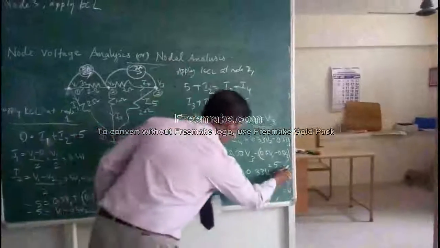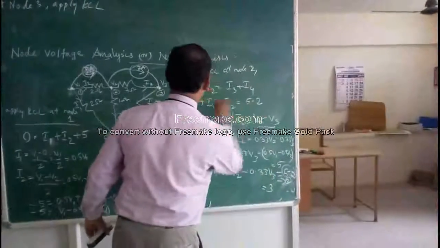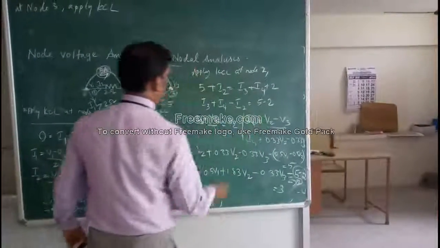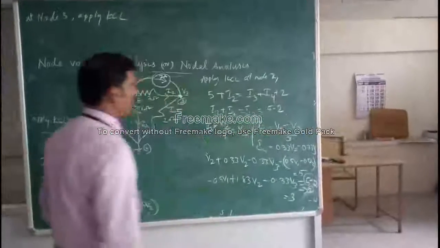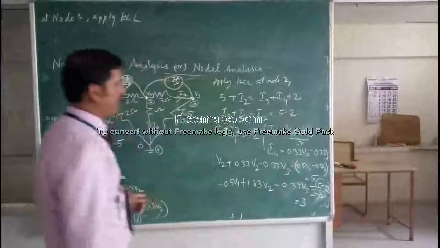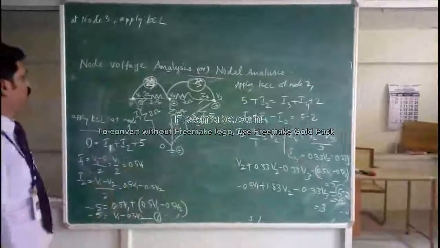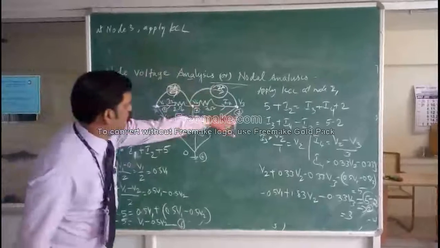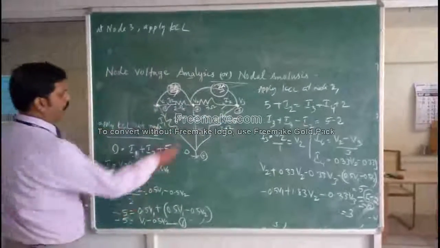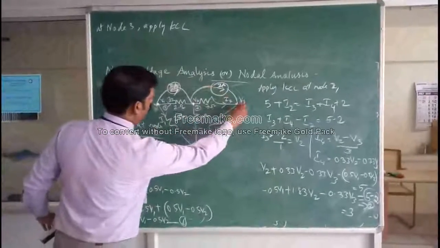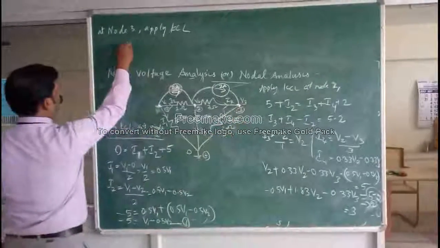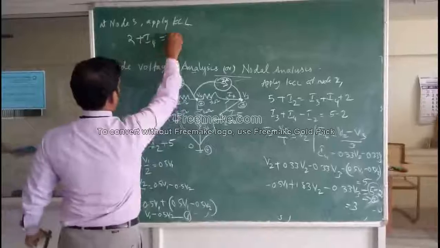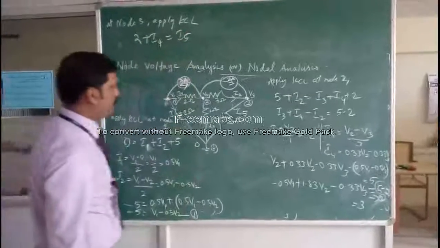Okay, you have to note this one. So 5 minus 2, and once you take this side, it is minus 2. So it comes to 3. Now at node 3, the incoming currents are I4 and 2, and the outgoing current is I5. So 2 plus I4 is equal to I5. That is your next equation.